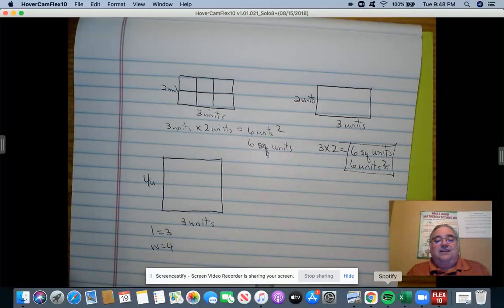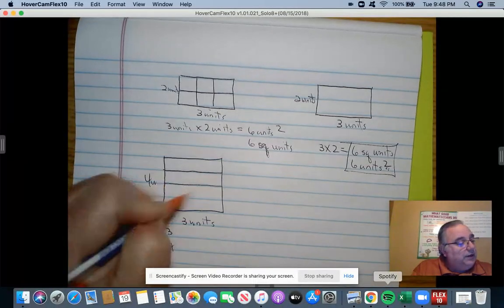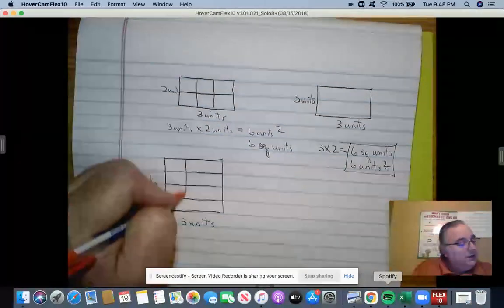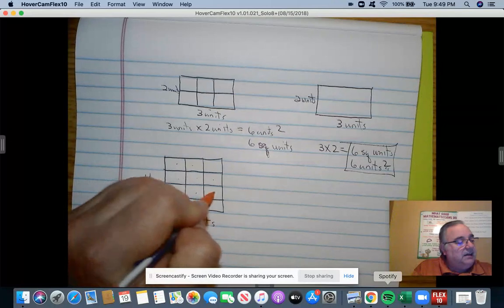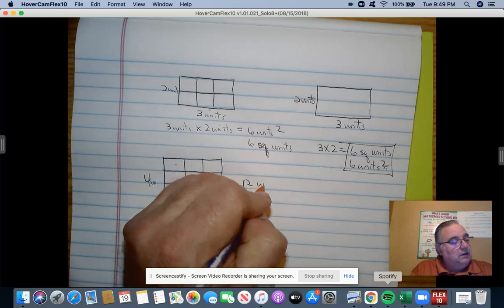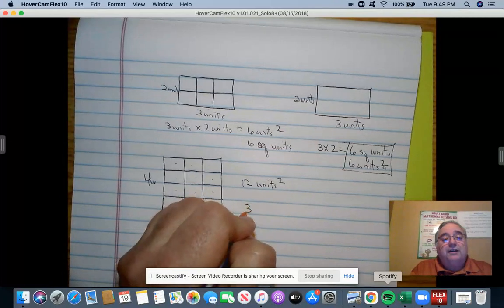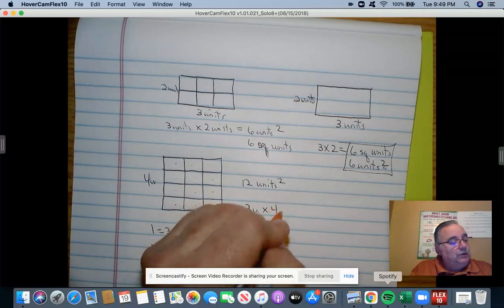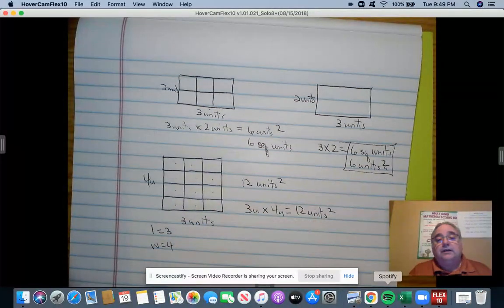Excellent. Yes. Way to go, guys. Really good. Some of you drew it out. You went ahead and cut this into 4 equal spaces and into 3 equal spaces here, giving you 1, 2, 3, 4, 5, 6, 7, 8, 9, 10, 11, 12 square units, or units squared. Some of you did it by multiplying. 3 units times 4 units equals 12 units squared. Excellent. Thank you all for your help on these.